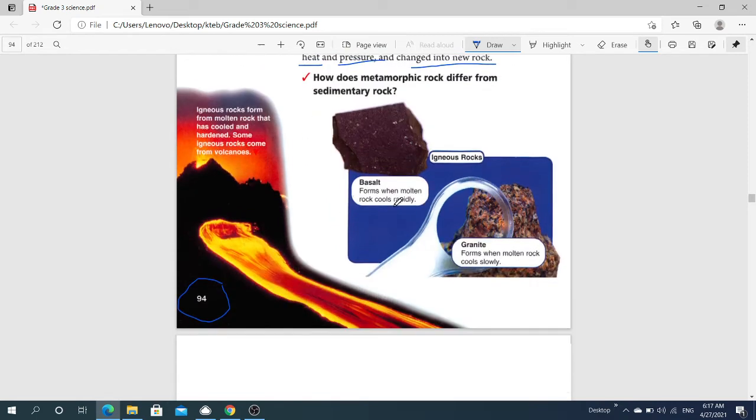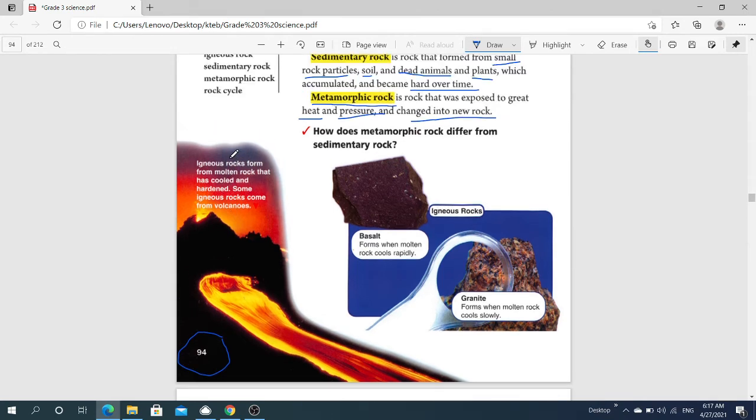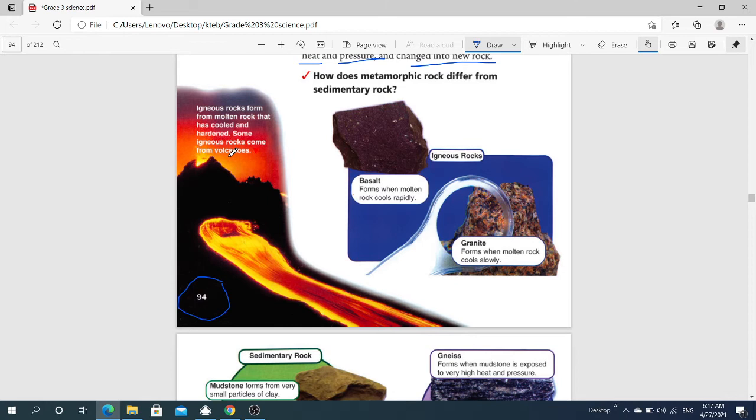Okay, dear students, look at this picture. This is how igneous rocks form from the melted rock in the volcanoes that has cooled and then hardened. Some igneous rocks come from volcanoes. As I told you, the rocks come from where? Come from the volcanoes and then cool and they form a new rock.